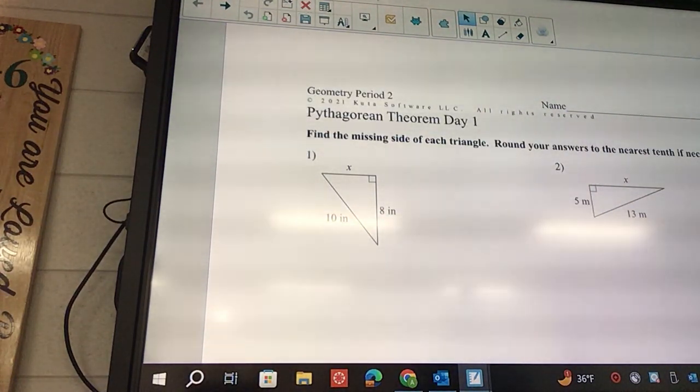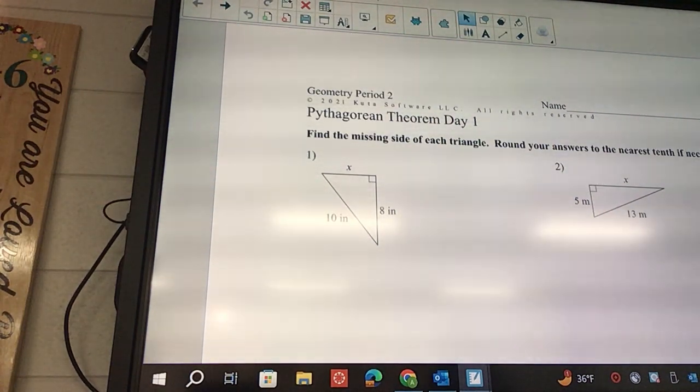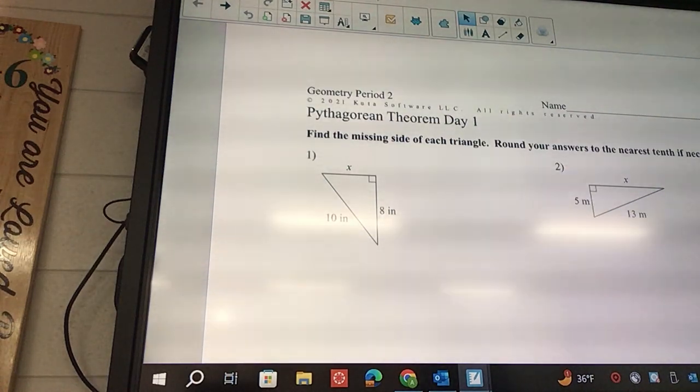They are all right triangles. So, Pythagorean theorem only works on right triangles. Okay, so that is important. They only work on right triangles.